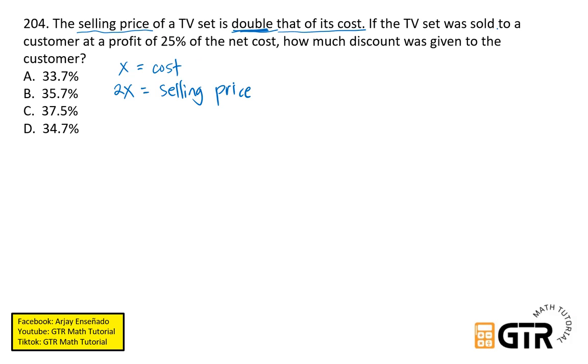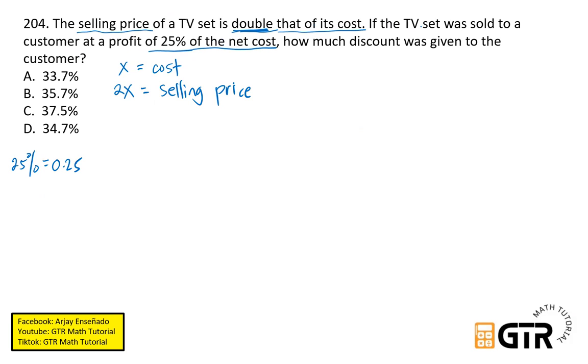Then, if the TV set was sold to a customer at a profit of 25% of the net cost. Okay, so was sold to a customer at a profit daw ng 25% of the net cost. So, ibig sabihin, ang profit natin, 25% times yung cost. So, ang 25% in decimal, that is equal to 0.25.